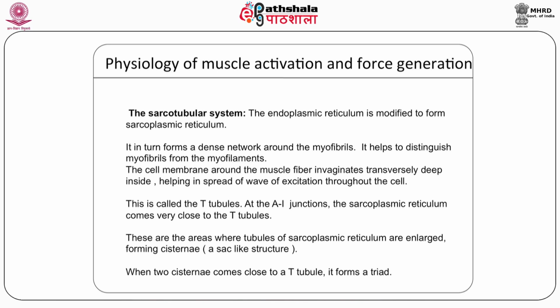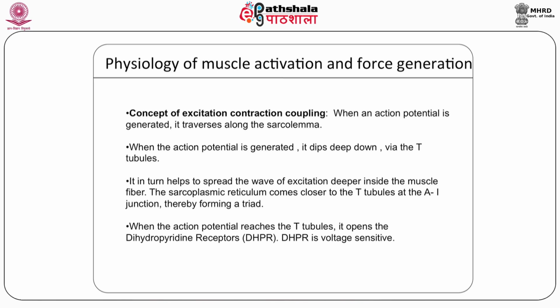At the AI junctions, the sarcoplasmic reticulum comes very close to the T-tubules. These are the areas where the tubules of the sarcoplasmic reticulum are enlarged, forming a cisterna, which is a sac-like structure. When two cisternae come close to a T-tubule, it forms a triad. The concept of excitation-contraction coupling is very important to be understood.